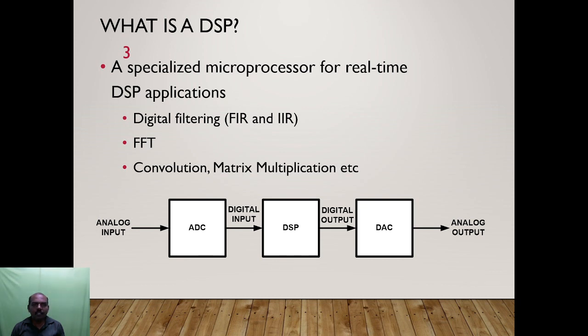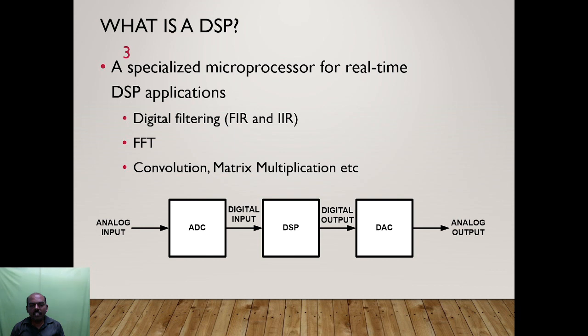A specialized microprocessor for real-time DSP applications. We have three types of models. First one, digital filtering. Second one, fast Fourier transform. Third one, convolution, matrix multiplication, and etc. In digital filtering, we have finite impulse response and infinite impulse response.